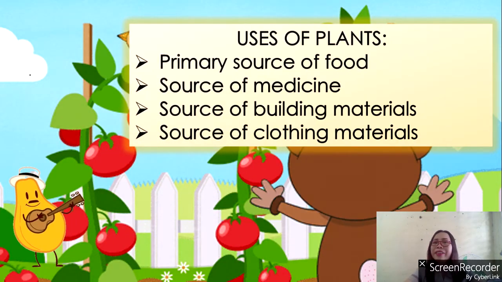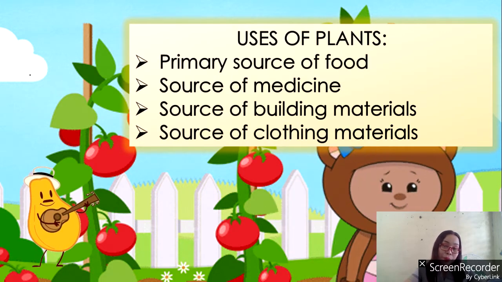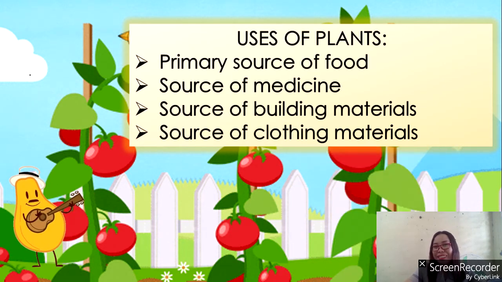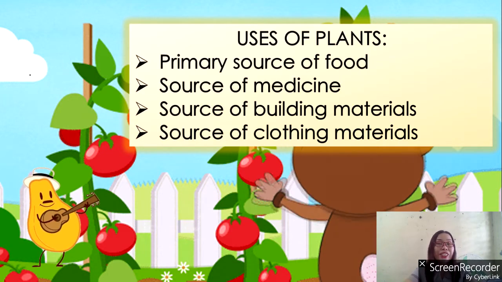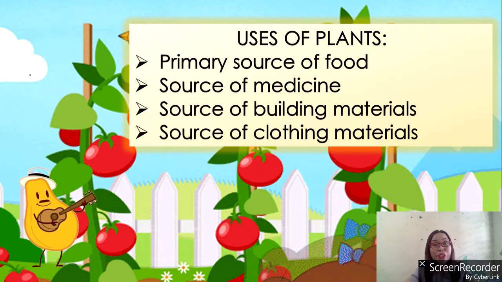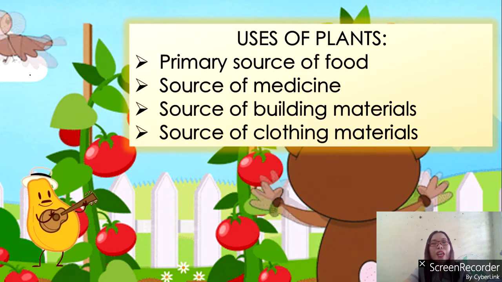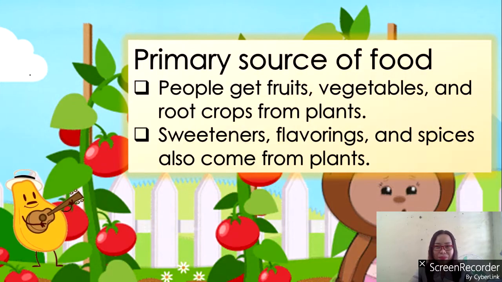Now, what are the uses of plants? First, it is the primary source of food. Next, it is the source of medicine. Third, it is a source of building materials. And another one, it is a source of clothing materials. So let's expound our topic.